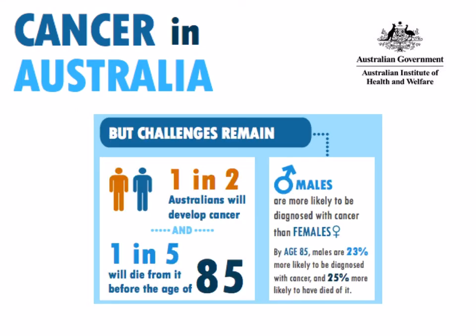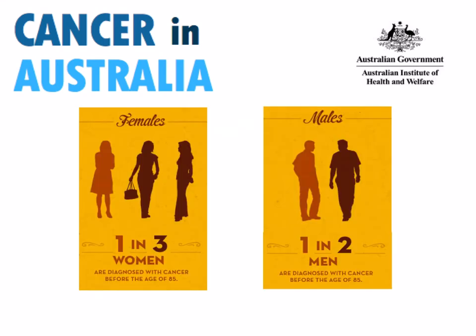Further challenges remain, however. 1 in 2 Australians will develop cancer and 1 in 5 will die from it before the age of 85. So age is a big predictor of the development of cancer. Males are more likely to be diagnosed with cancer than females, and by age 85, males are 23% more likely to be diagnosed with cancer and 25% more likely to have died of it. More closely, 1 in 3 women are diagnosed with cancer before the age of 85, and this is compared to 1 in 2 men diagnosed before the age of 85.